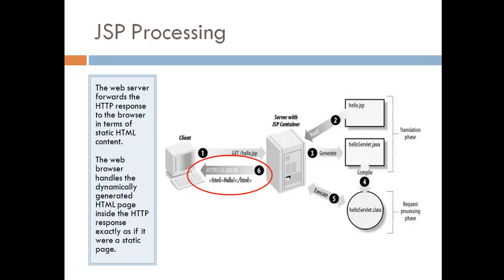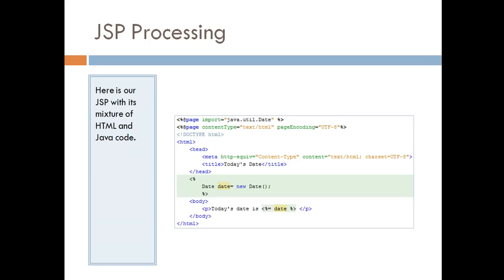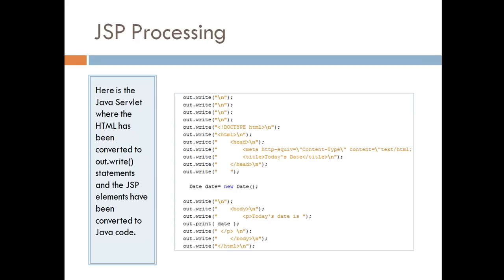Okay, so if we go back and take a look at our original JSP that we looked at a few slides back, it contains a mixture of HTML and Java code, and the Java code has to be embedded within JSP elements. So here's our JSP. Well, that JSP gets converted by the JSP container into a Java servlet. And this is an example.